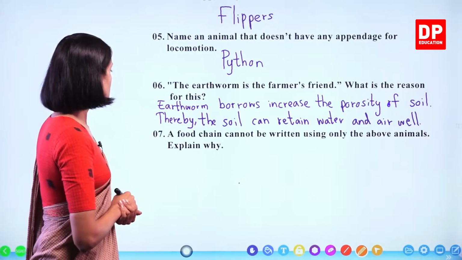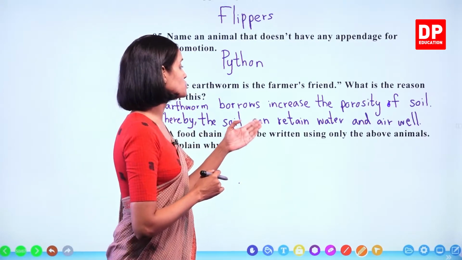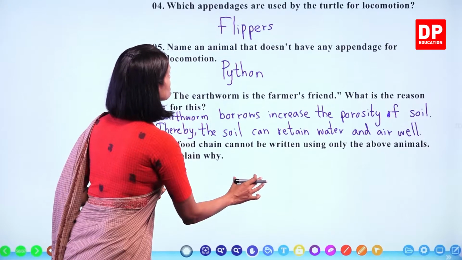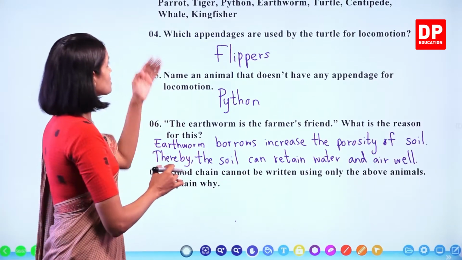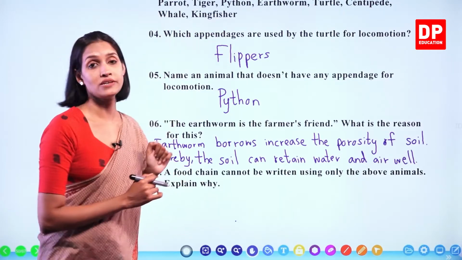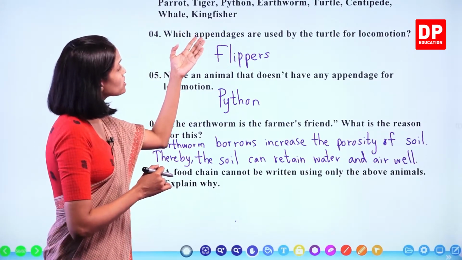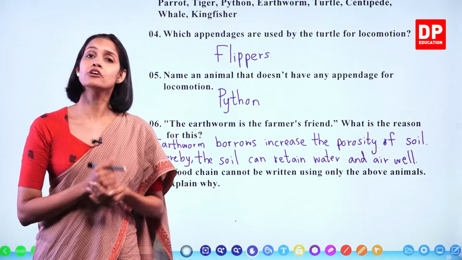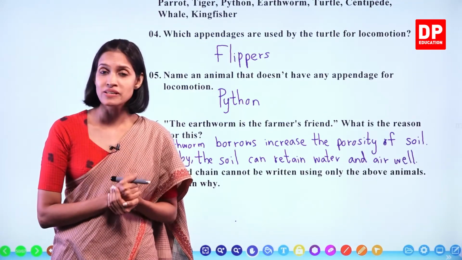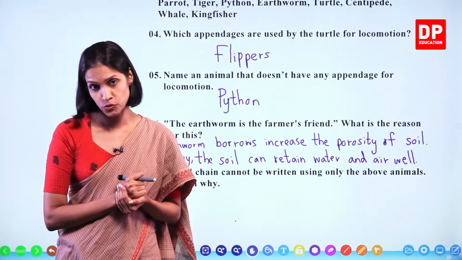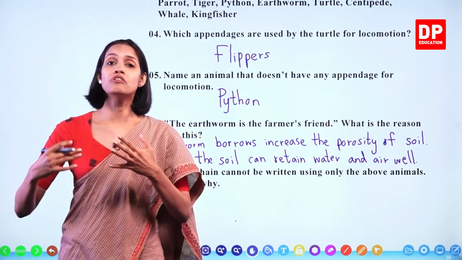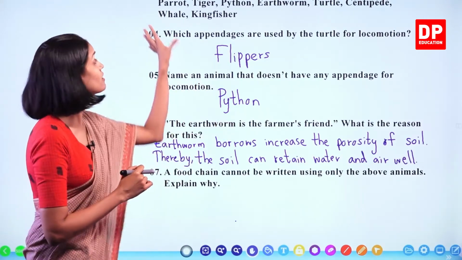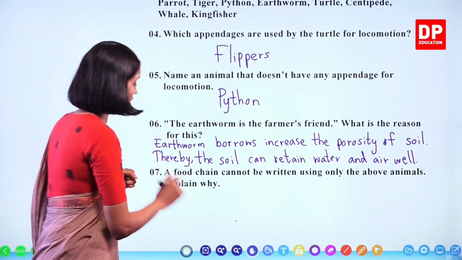Right, number 7. A food chain cannot be written using only the above animals. Explain why. Look at this one again, children. Now here, a set of animals are given. Right, children? Why can't we write a food chain using these animals only, children? Because we all know now, to write a food chain, not only animals, there must be a green plant too. Because green plants produce food for all the other animals. So without a green plant, we can't write a food chain only with these animals. Okay? Right, let's write.